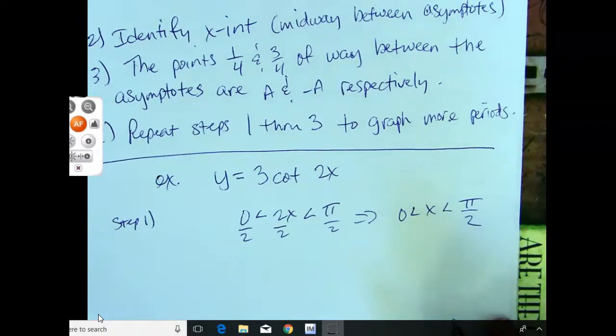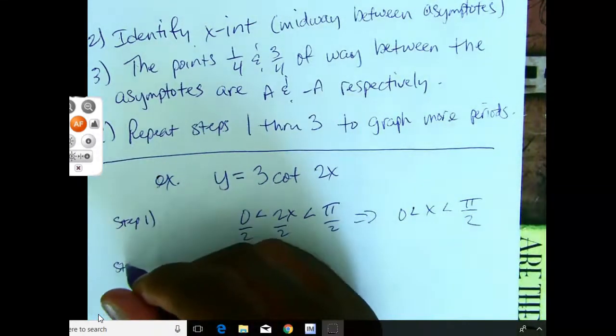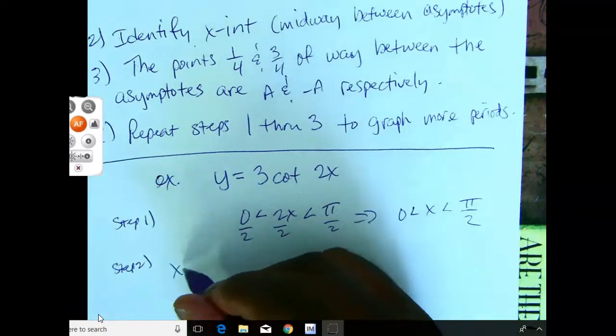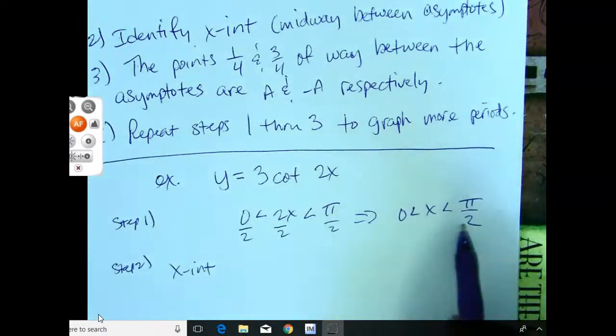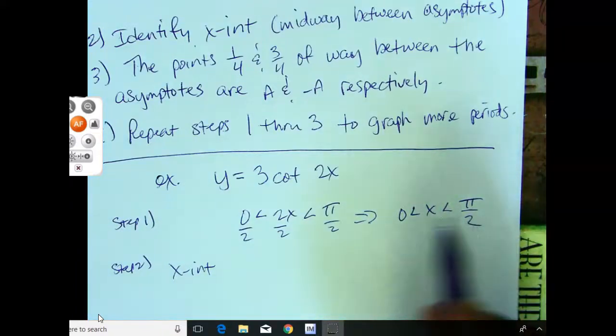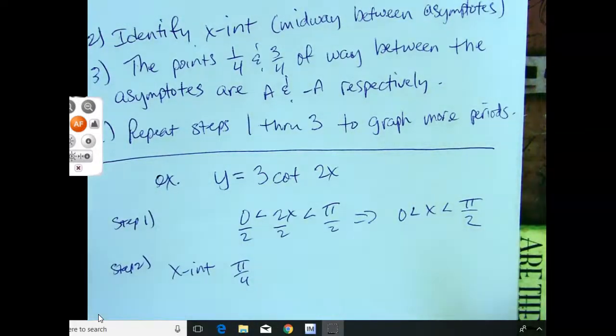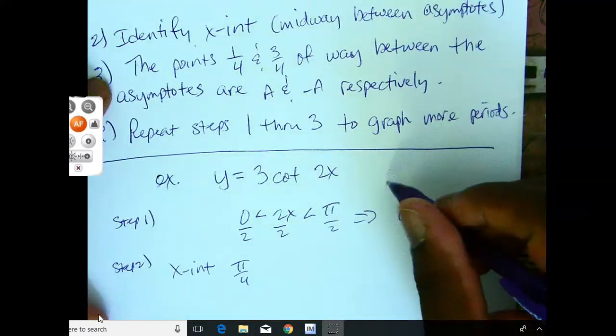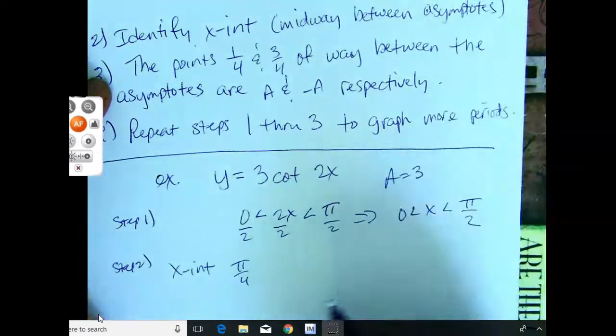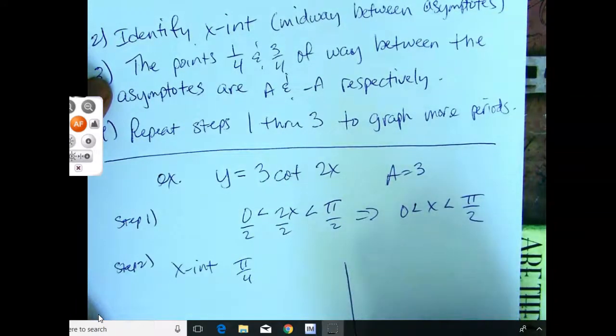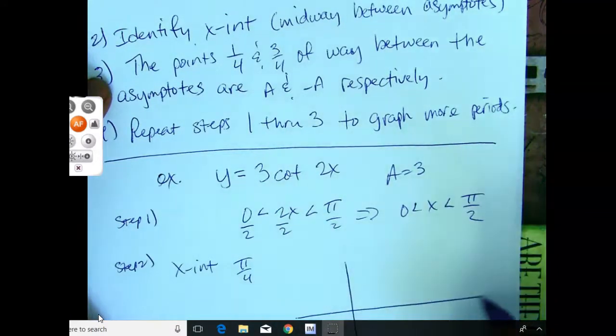Alright, so our x-intercept will be halfway between 0 and pi over 2. So halfway between 0 and pi over 2 is pi over 4. Now, a is equal to 3. So let's take a look at what our graph would look like. So that's 3 there, and here's negative 3 here.